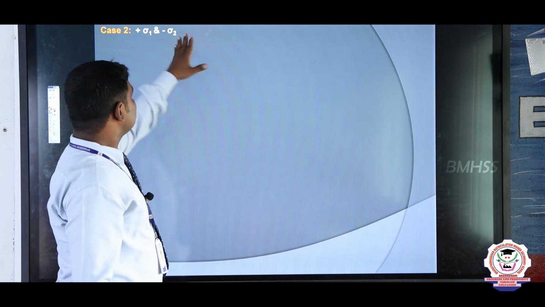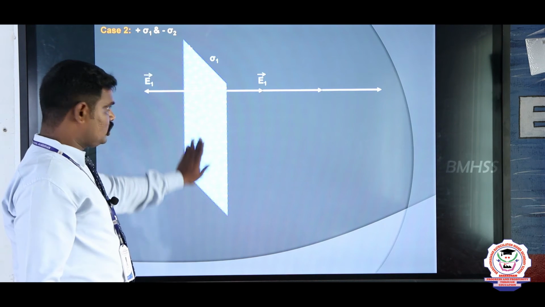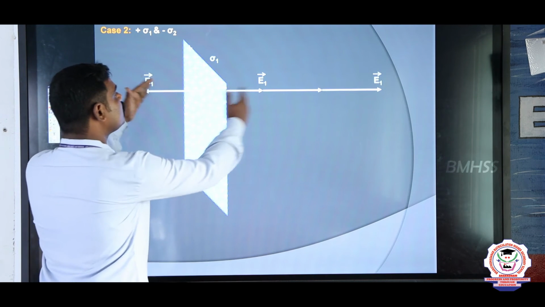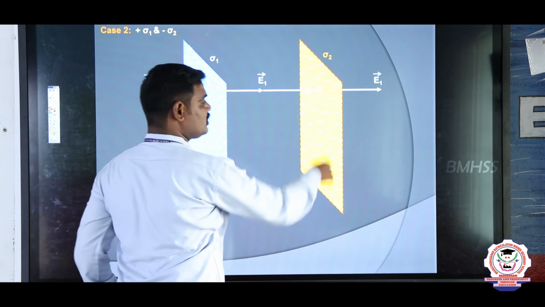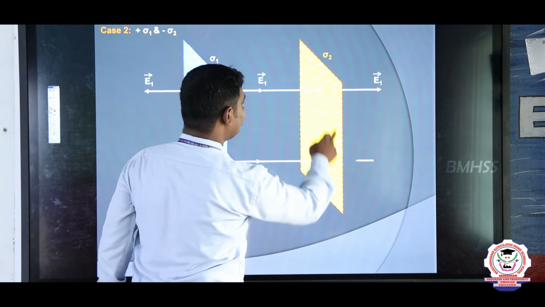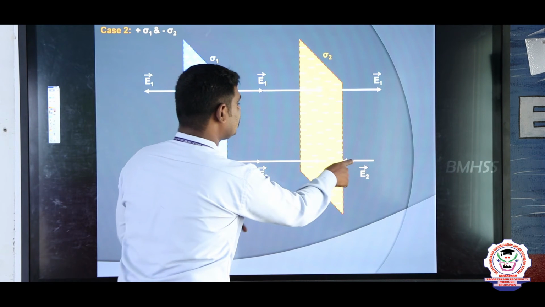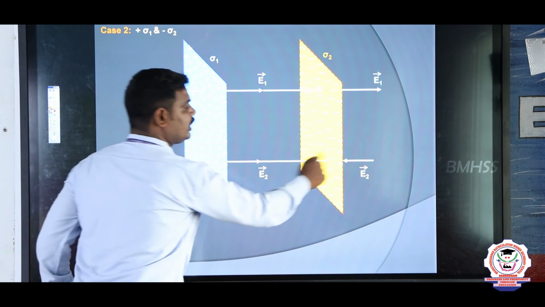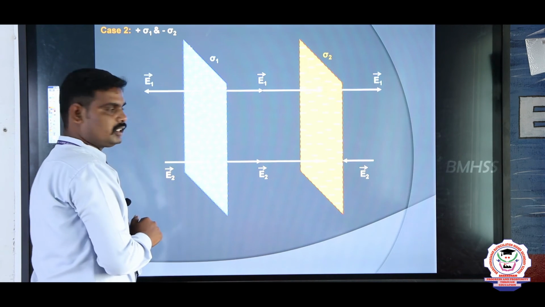In the second case, we have to take differently charged sheets. One is a positive charge and another one is a negative charge. Due to this positive charge, the electric field acts outwards from this plate. If we take the negative charge here, the electric field acts inwards. So this is the electric field direction, inwards. Why? Because this is a negative charge, and this one is a positive charge.